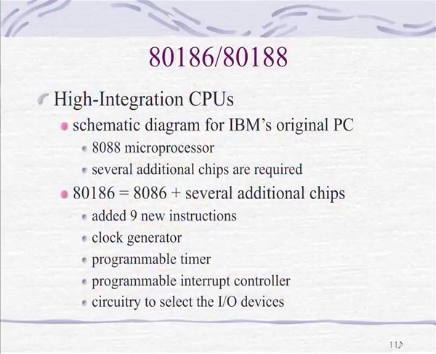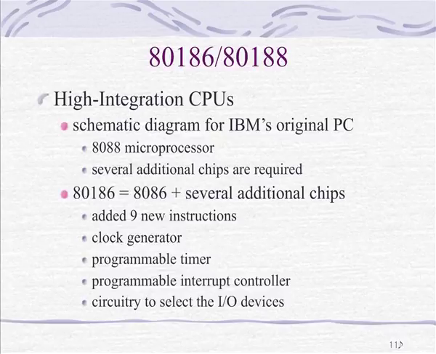Now let us see some features of 80186 and 80188. It is a high integration CPU. The schematic for the original IBM PC was using this 80186 and 80188. It is using the basics of the 8088 microprocessor, but it has several additional chips which are added. The 80186 is nothing but 8086 plus several additional chips.